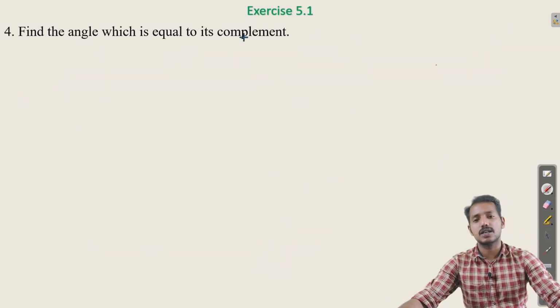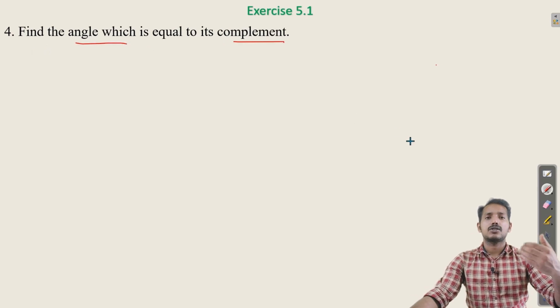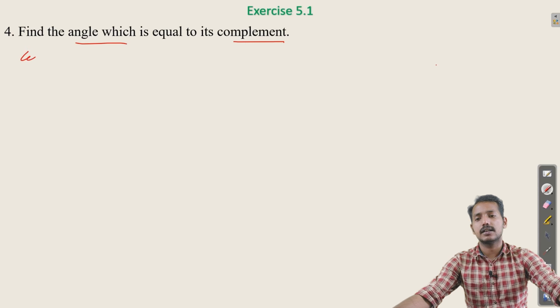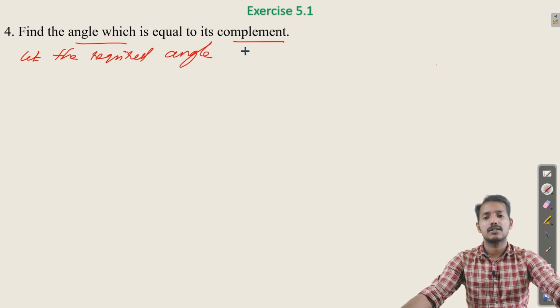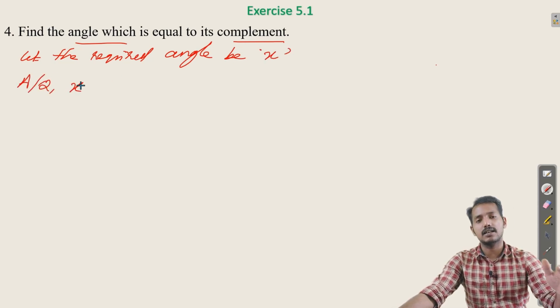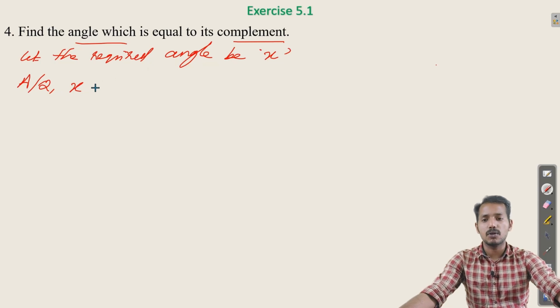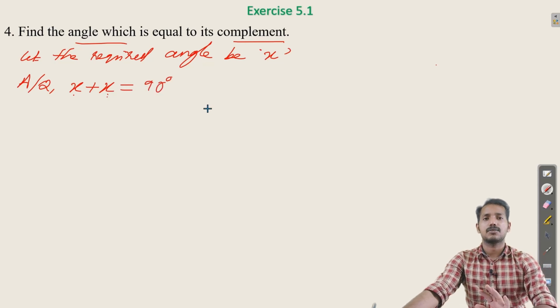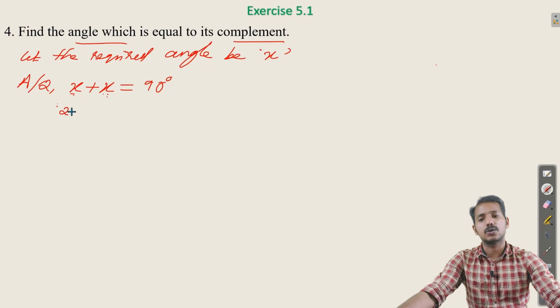Here: find the angle which is equal to its complement. So here we have to find the angle. First set up the variable. Let the required angle be x, and according to the question this angle is equal to its complement. So the sum of these two angles, meaning they are the same, x plus x, both are the same angle, should be equal to 90 degrees. Am I right? x plus x is equal to 2x, which is equal to 90 degrees.